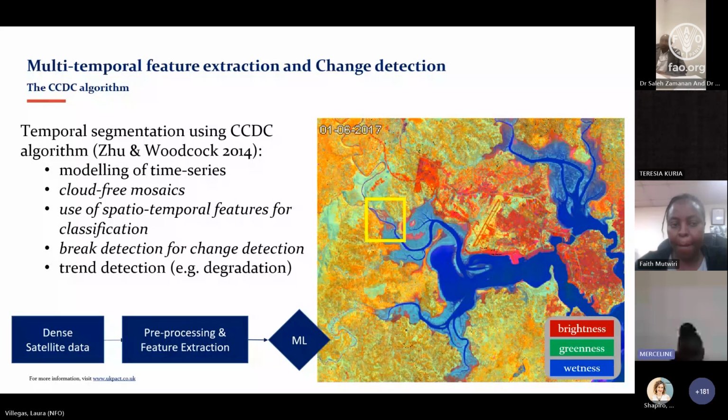And you are using Landsat images because I'm interested in the historical years. So the one that was available.